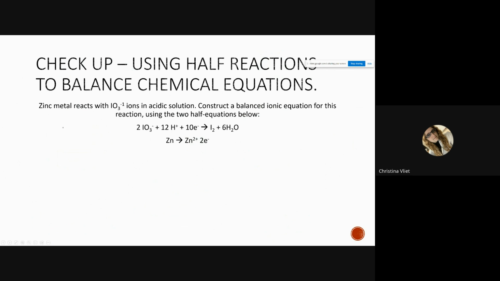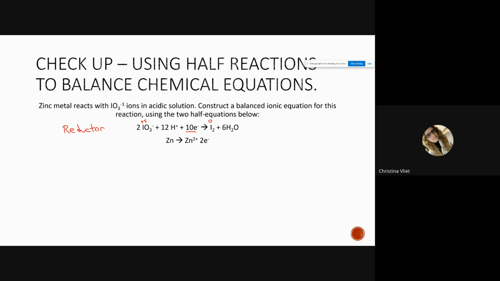The top one is a reduction. Because electrons are going in. If electrons are on the left-hand side, it means electrons are going in. And if you were just to trace with their numbers, the oxidation number of iodine here is +5, and here is 0. Its oxidation number goes down. It's reduction.